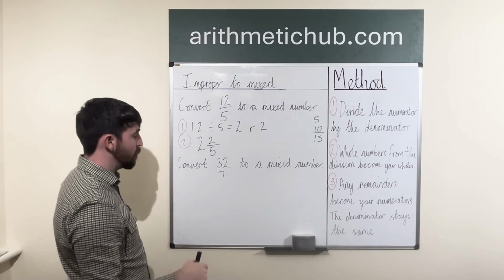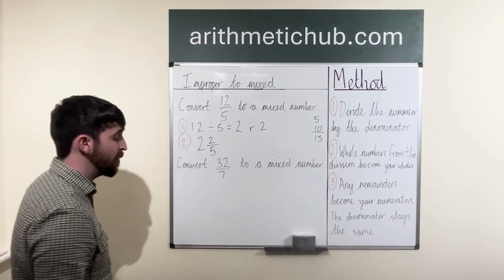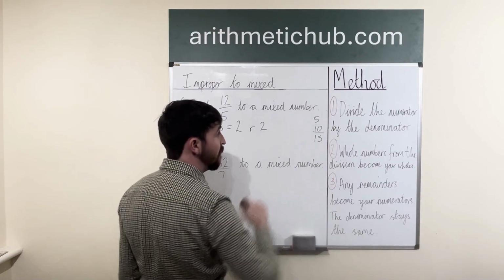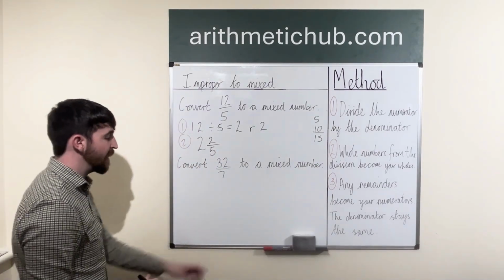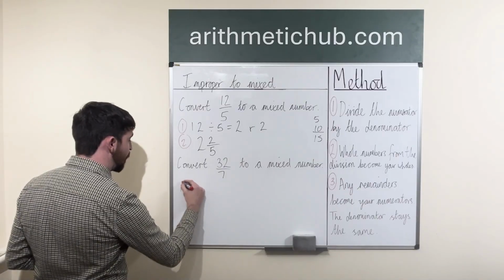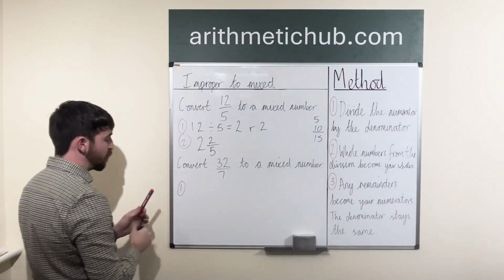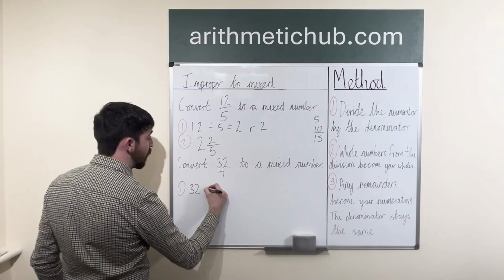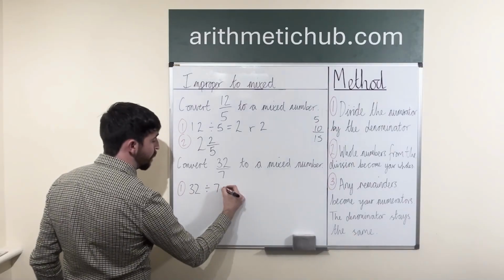So, when we're having a look at this question, it says convert 32 over 7 to a mixed number. Again, we're going to follow these steps. So the first step that we need to do is divide the numerator by the denominator. So we're going to do 32 divided by 7.